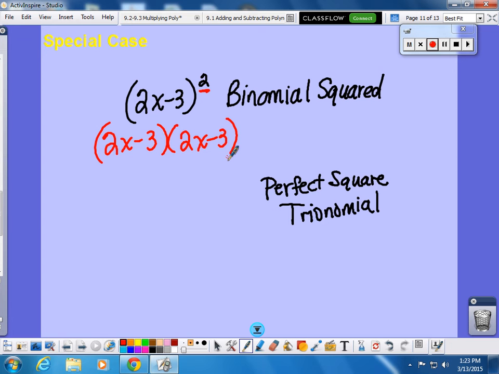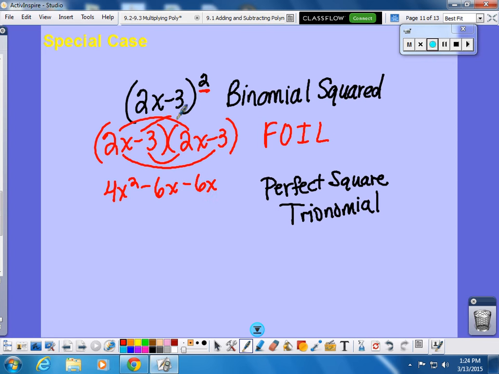And since those are both binomials, what method do I use? Well, since we're down to one method, that's the only thing we've done, right, is the FOIL method. We'll FOIL this. Because the only time you use the FOIL method is when you're multiplying two binomials, and that is exactly what we're doing. So first, outer, inner, last.